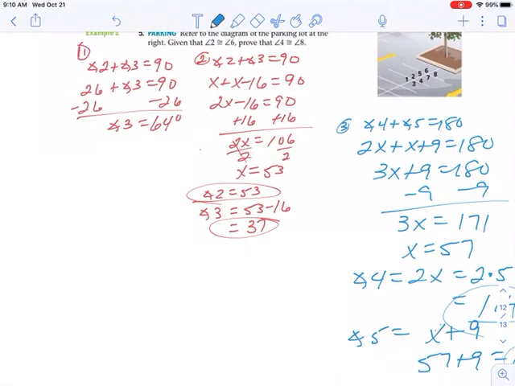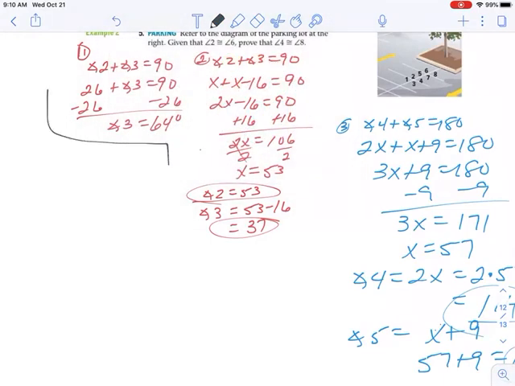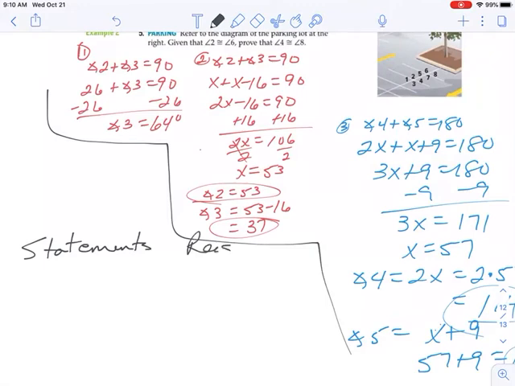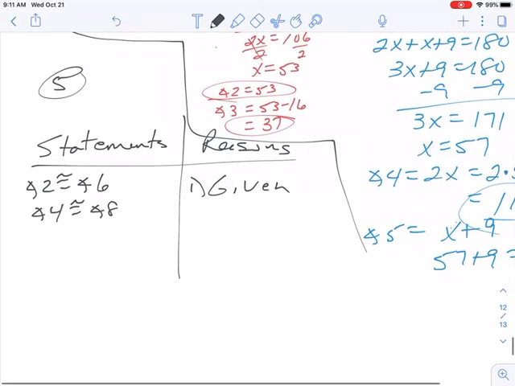Okay, so we're going to start with the given statements and reasons. This is number 5. What is given? Angle 2 congruent to angle 6, angle 4 congruent to angle 8, and given angle 2, or number 2, it's angle 2, number 2.